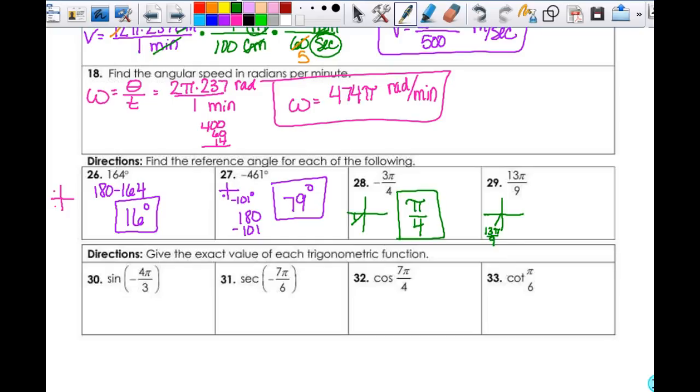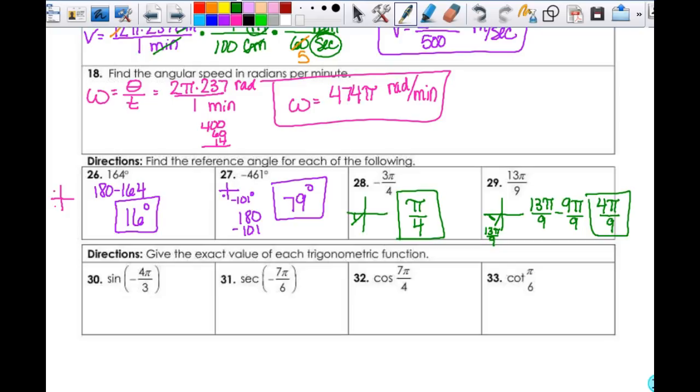So I didn't make it all the way here, right? So I'm not worried about 2 pi. I'm dealing with 180, which is pi, basically. And I got to know how much more I went, how much farther than pi I went. So if I do 13 pi over 9, and I subtract pi, which is 9 pi over 9, that means this distance that I went here is 4 pi over 9. So your reference angle is 4 pi over 9.